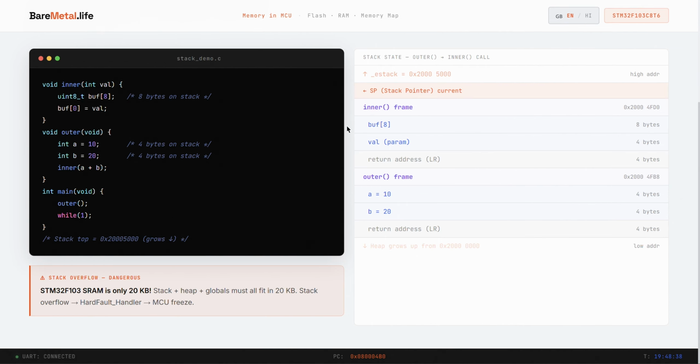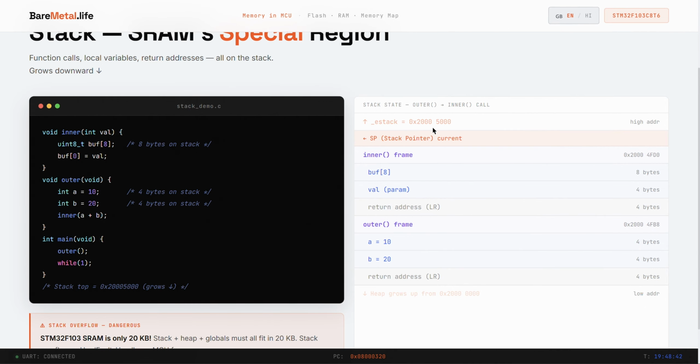On our STM32F103C8T6, the stack starts at the top of SRAM at address 0x20005000, and this is called the end of stack pointer.